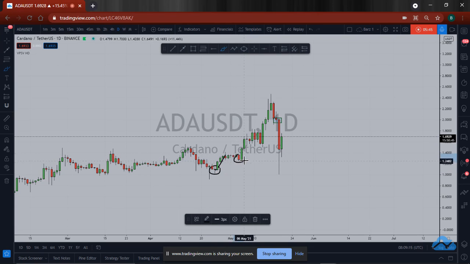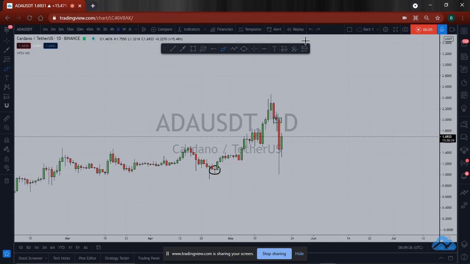And this was the last sell candle before this buy, and this was the last sell candle before this buy. So this is the reason why these are our areas of demand in the market. So from this point, what are we looking forward to on Cardano?